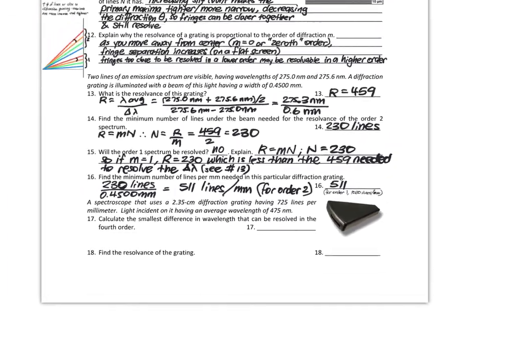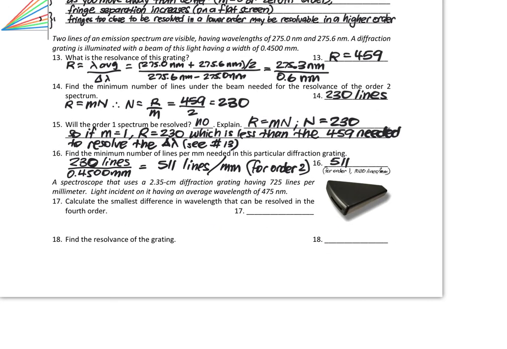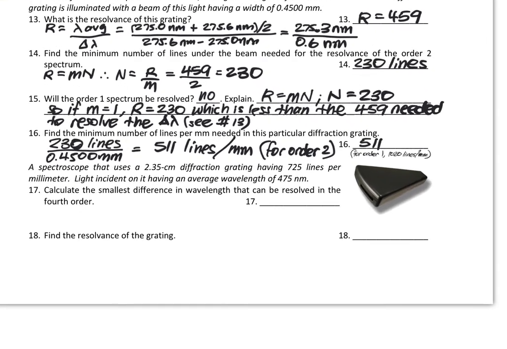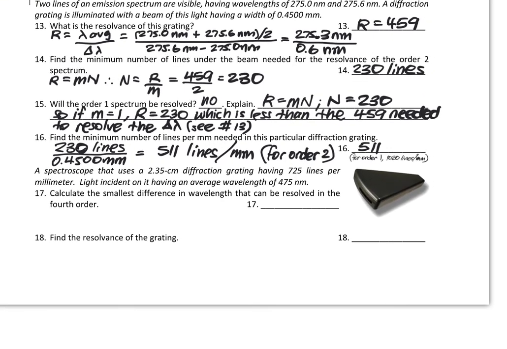All right. Let's see, we have 17 and 18. Are these the last questions? They are the last questions. So we have a spectroscope. Let's take a look at our spectroscope. 17 says, what's the smallest difference in wavelength, the smallest delta wavelength, that can be resolved in the fourth order for this spectroscope? They give us the size of the grating, they give us the number of lines per millimeter, and they give us the average wavelength coming in to the spectroscope.